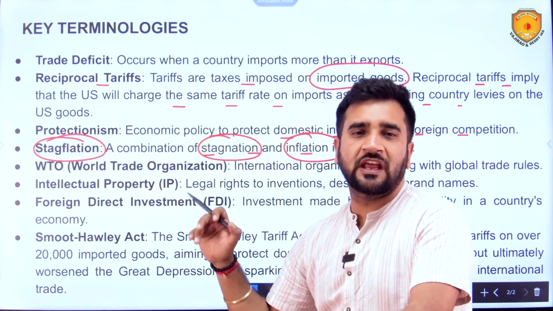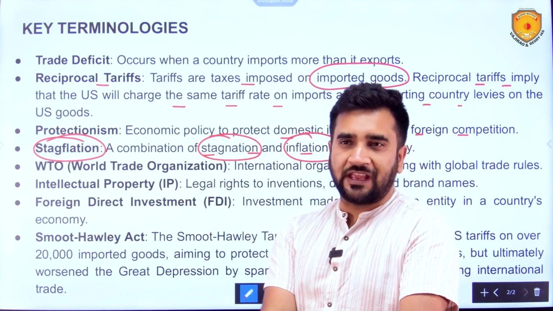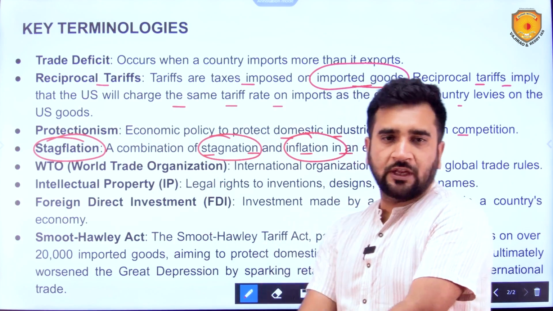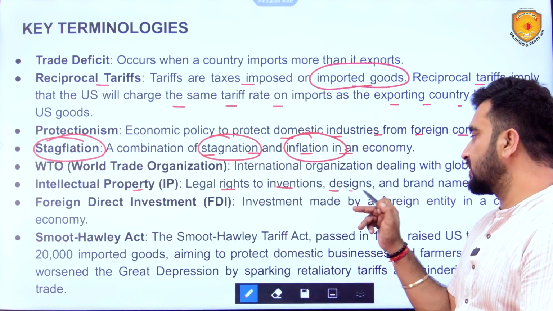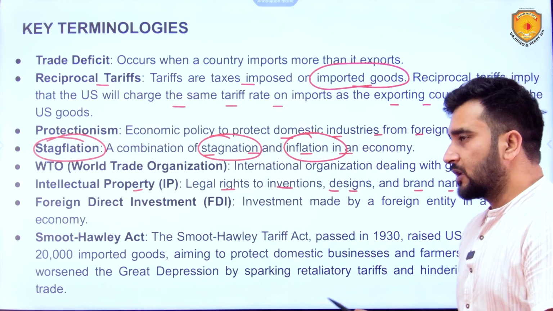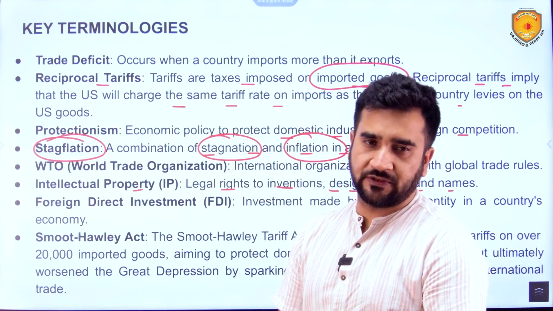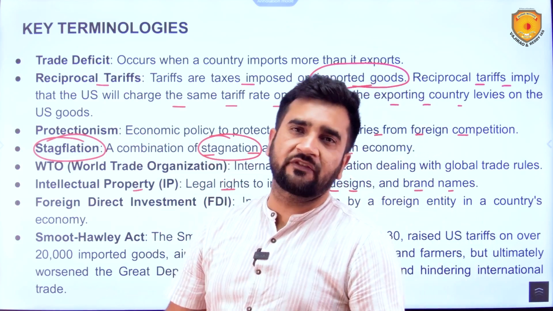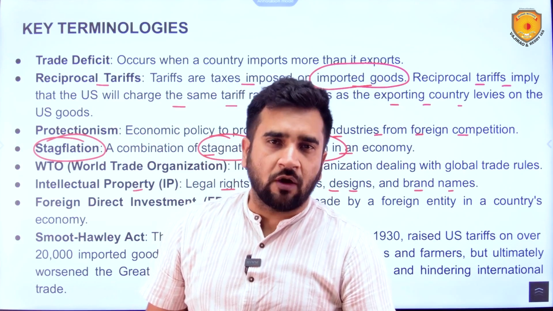WTO, World Trade Organization, it is the regulator of world trade, and these duties can be levied under the provisions of WTO only. Intellectual property, legal rights to inventions, designs and branded names. So patents, copyrights, trademarks, these are intellectual properties. Foreign direct investment, any investment coming from a foreign country which is being invested to create infrastructure, thereby leading to creation of jobs and all.